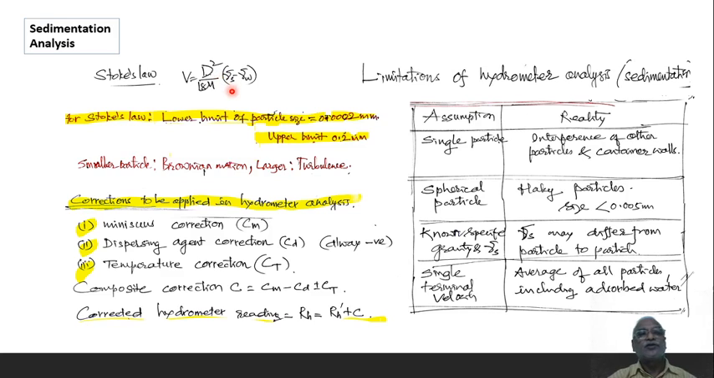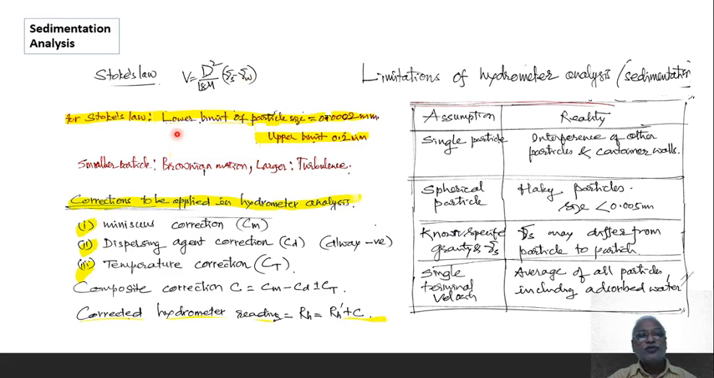Gamma s is unit weight of the particle which is falling down, and the equation is given by v is equal to d squared by 18 mu into gamma s minus gamma w. v is terminal velocity, d is the particle size diameter, mu is the viscosity of the liquid in which it is falling down, gamma s is unit weight of that particle, gamma w is unit weight of the liquid in which the particle is falling down.